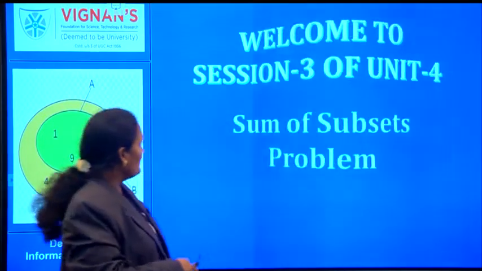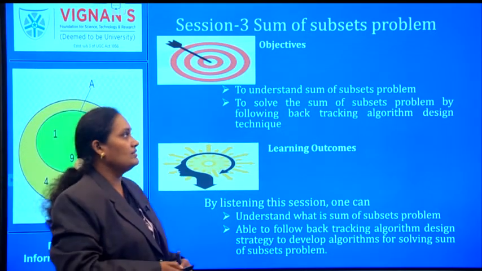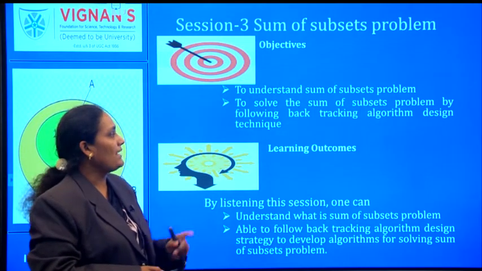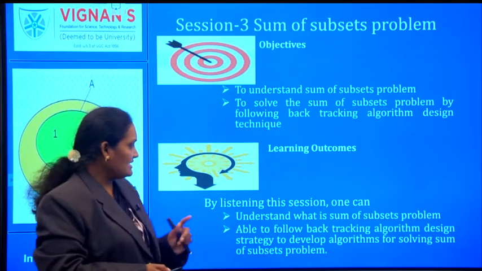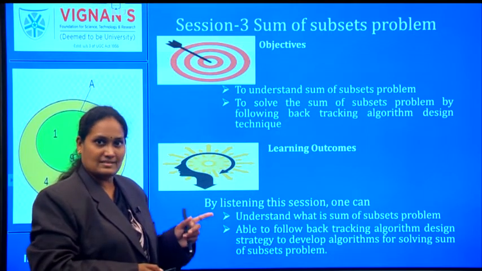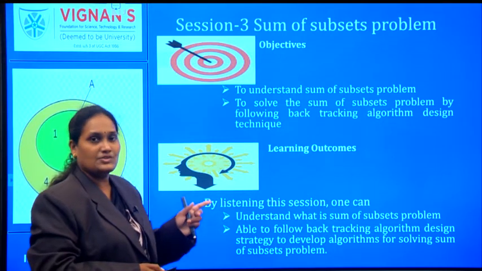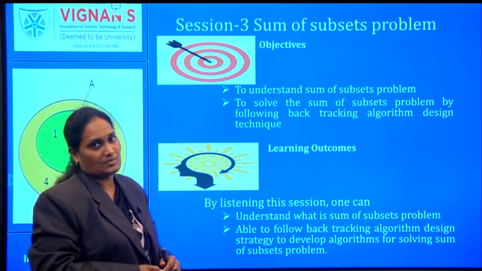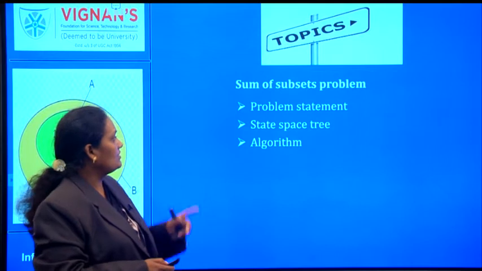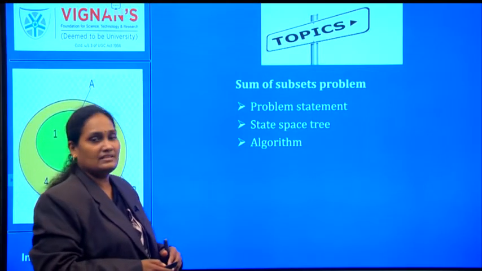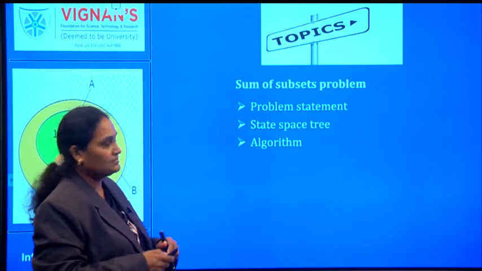problem. The main objectives of this session are to understand the sum of subsets problem and to solve it by following the backtracking algorithm design technique. The learning outcomes are, by listening to this session, one can understand what the sum of subsets problem is and follow the backtracking algorithm design strategy to develop algorithms for solving it. The topics that we are going to discuss are the problem statement, the state space tree, and the algorithm which is developed based on the backtracking algorithm design strategy.